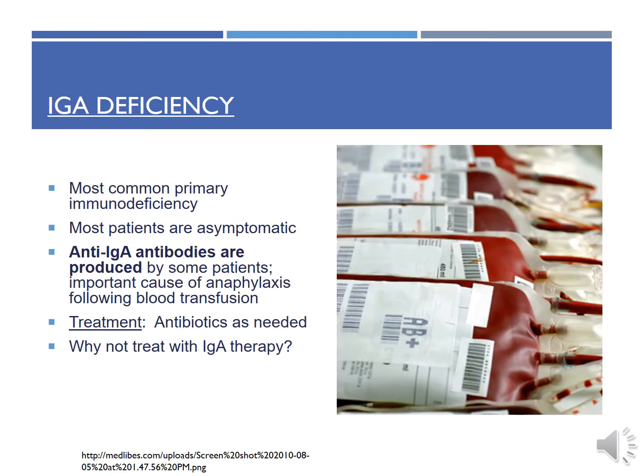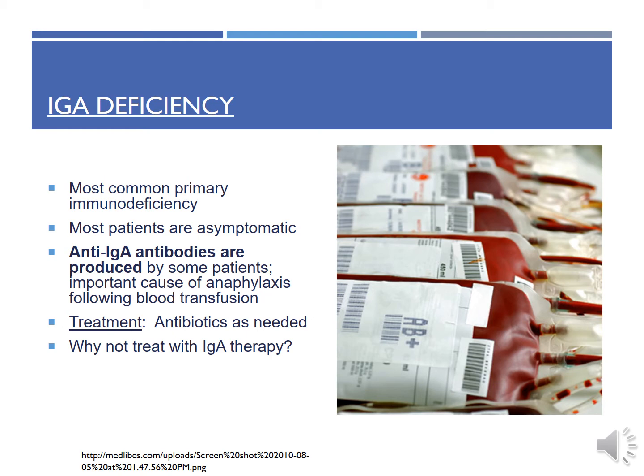So the next one is IgA deficiency. Remember, this is the most common type of primary immunodeficiency that we see. Typically, most patients are asymptomatic, so they really don't know that they are IgA deficient. Usually, anti-IgA antibodies are produced by some patients, and usually the way they find this out is if they have a blood transfusion.